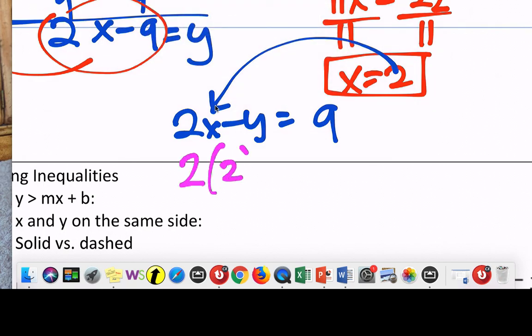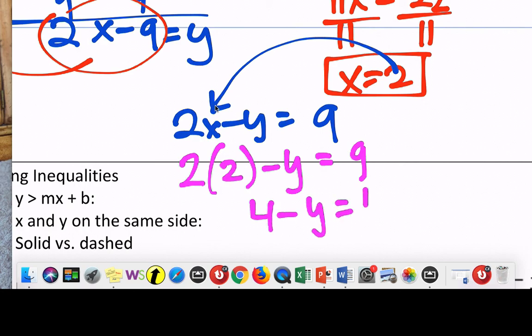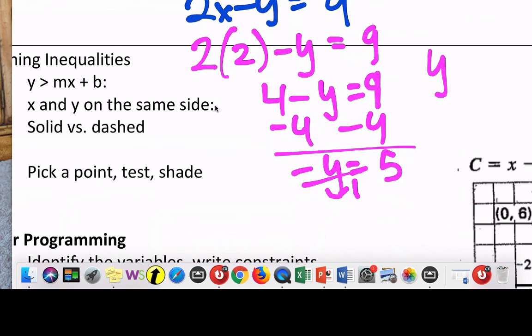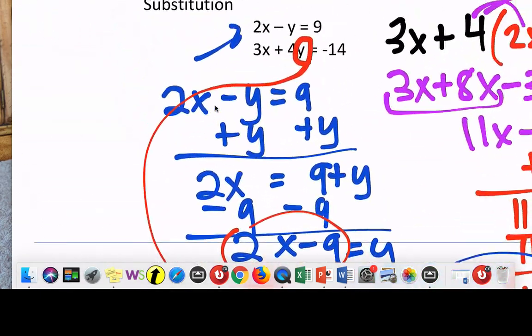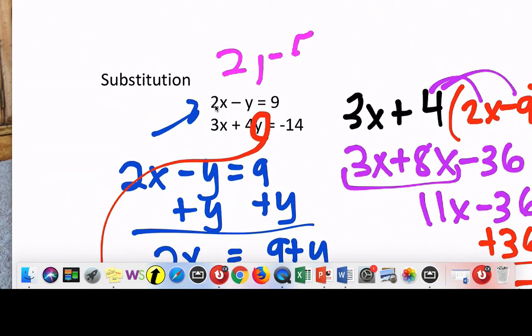2 times 2 minus y equals 9. We solved this before, so we know the answer. Minus 4. So you get negative y equals 5. Divide each side by negative 1. So y equals 5. Okay, so again, these two lines cross, and they cross at 2, negative 5, which is your point of intersection.